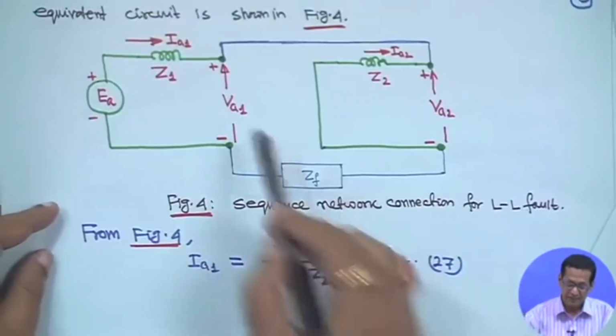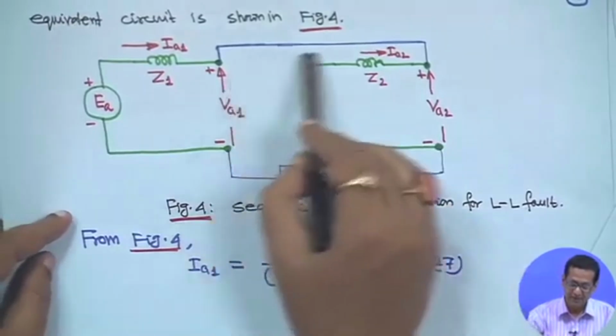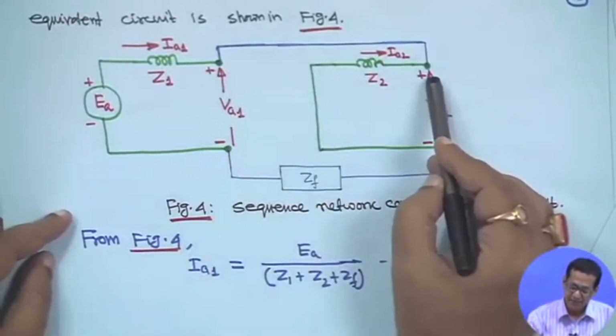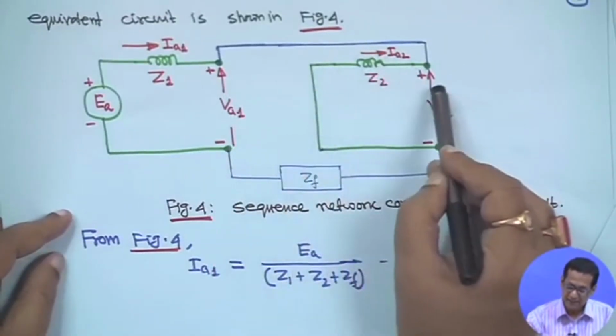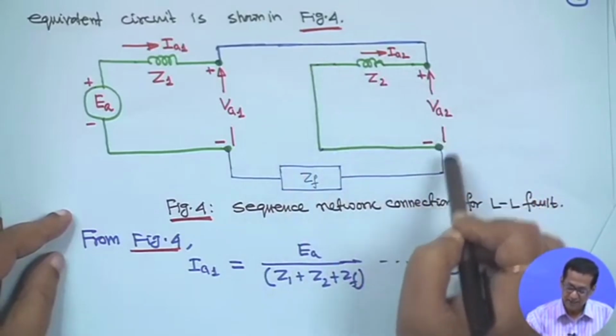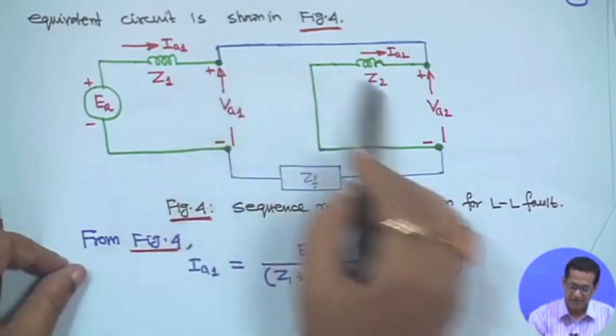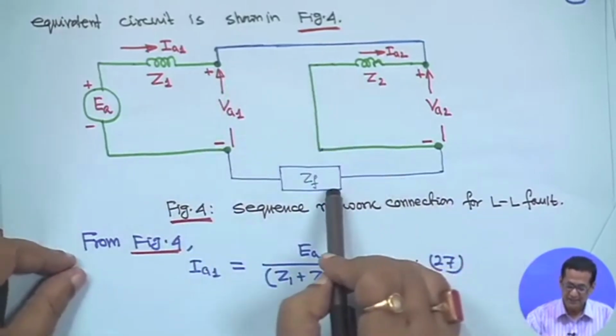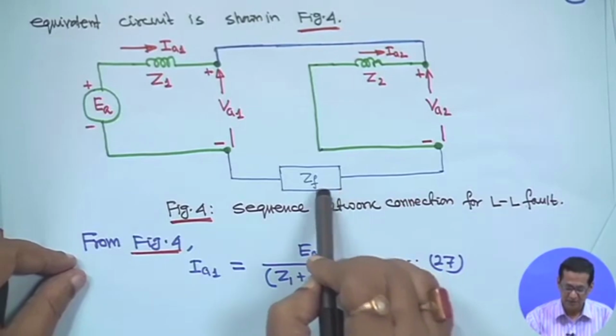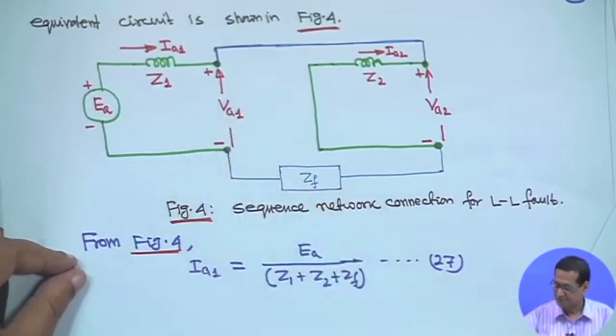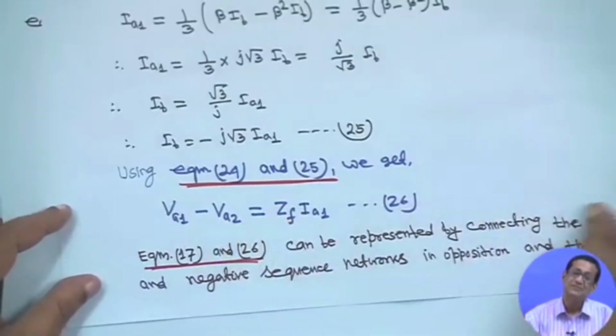So this is your VA1, this is your VA2. Now apply KVL here. If you come around like this, plus VA2, then this current IA1 through ZF, which is nothing but minus IA2, minus VA1 is equal to 0. That means you will get VA1 minus VA2 is equal to ZF IA1.